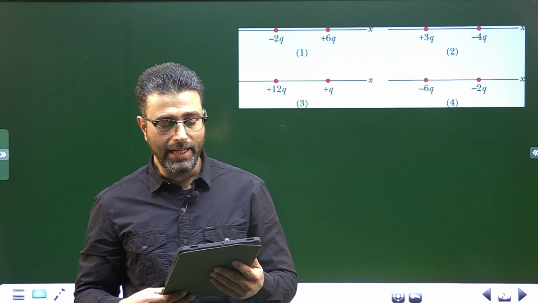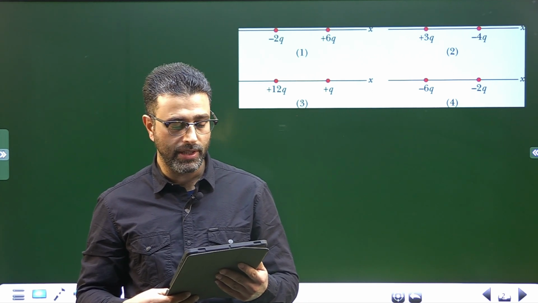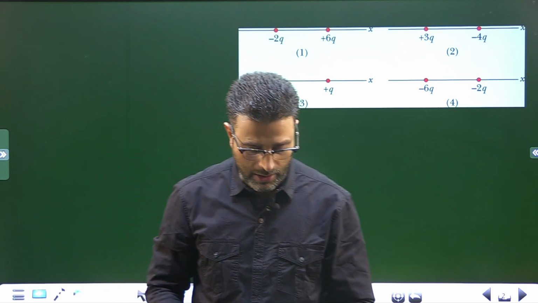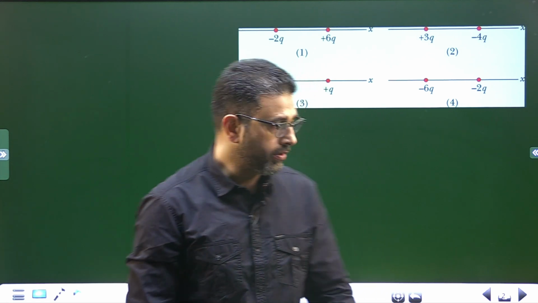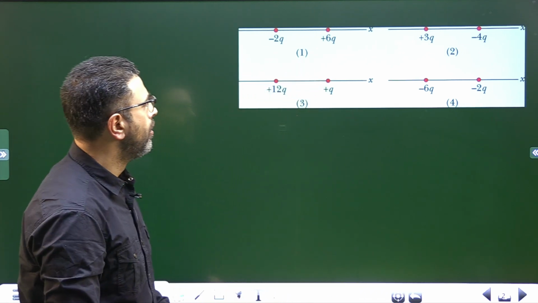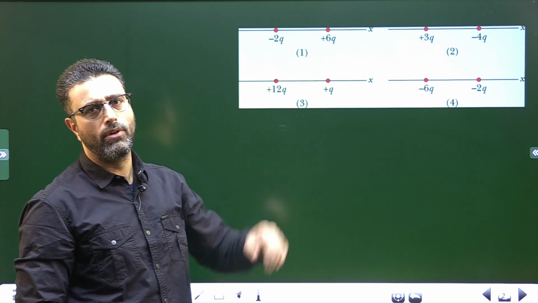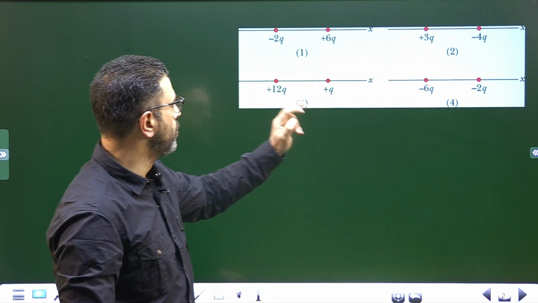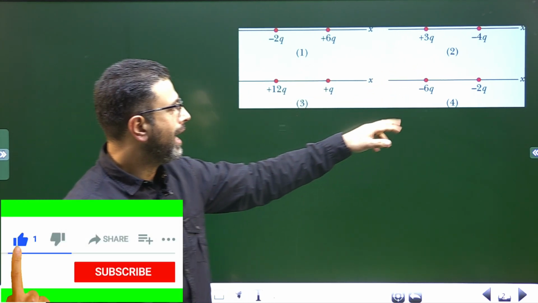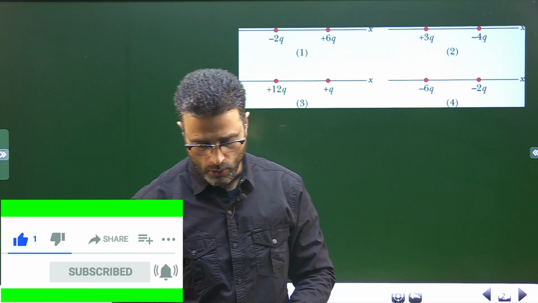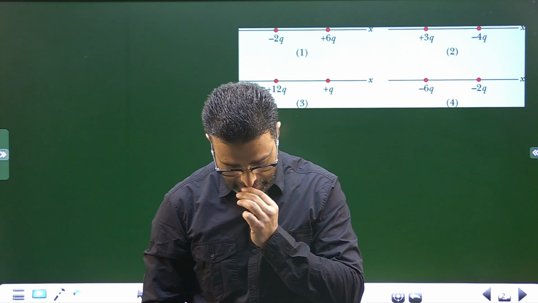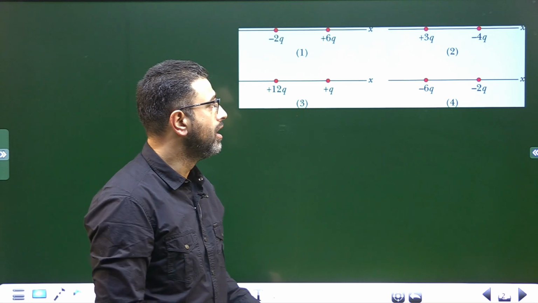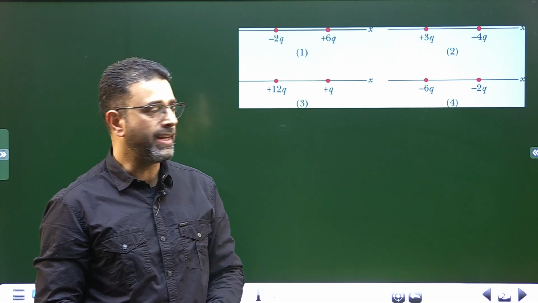Part D, for each pair are there off axis points other than at infinity where V net is equal to 0? So we are given 4 configurations, 4 situations in which in each situation we have 2 charged particles: minus 2q, plus 6q; here we have plus 3q, minus 4q; here we have plus 12q, plus q; and here we have minus 6q and minus 2q. We have to find out a point on the x-axis, in part A in between the particles and part B to the right of the particles, where net potential is 0.